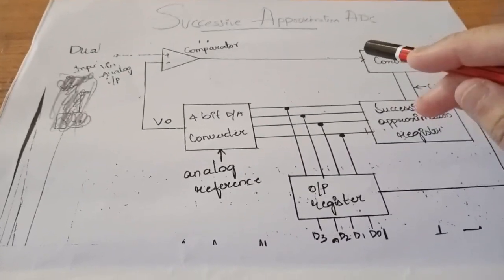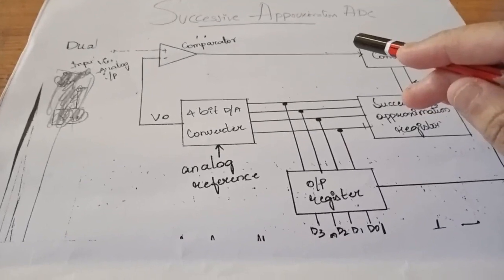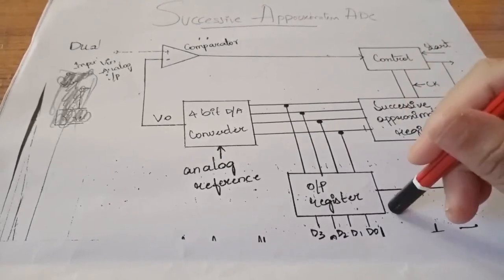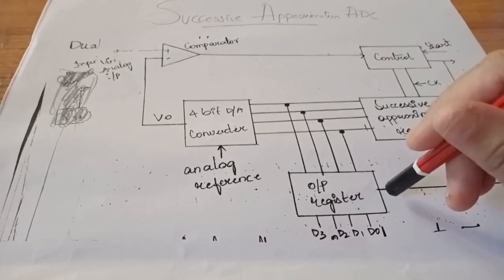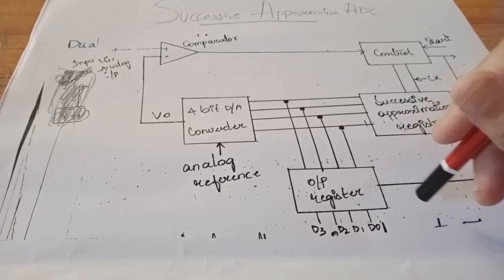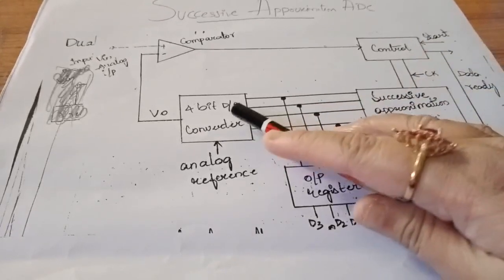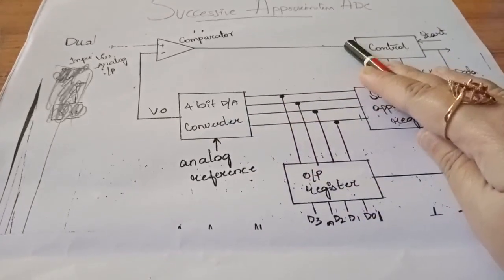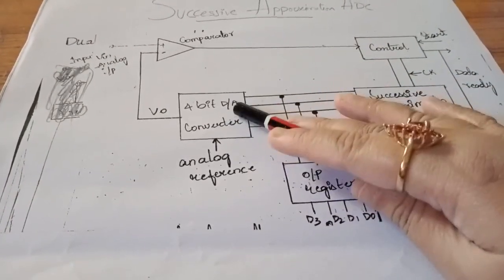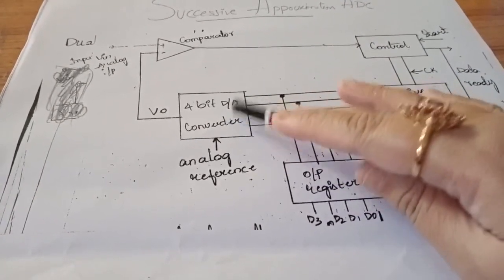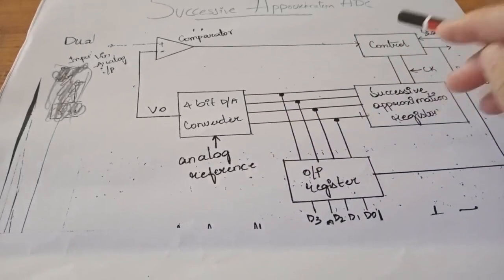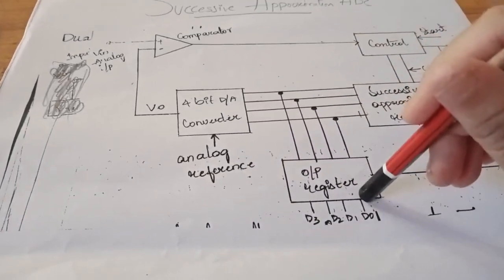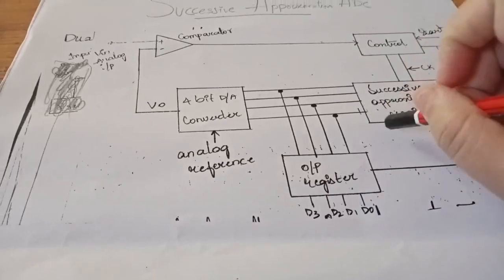The figure below shows the block diagram of the successive approximation method. It consists of different blocks, or it includes the major elements such as the comparator and the 4-bit D to A converter. It is an A to D converter, but the D to A converter, digital to analog converter, is also included. Then the successive approximation register, control logic, and output register. It includes the different blocks.